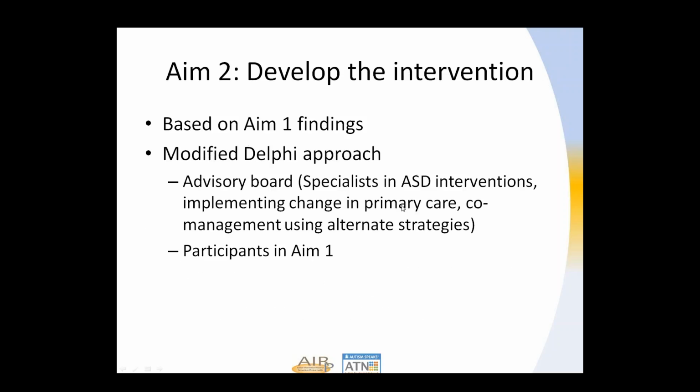So our aim two is to develop the intervention, and hopefully this aim will go rather quickly, but it's going to be based on Aim 1 findings using a modified Delphi approach with an advisory board that includes specialists in autism, as well as implementing change in primary care and in using alternative strategies around co-management. So we have specialists in areas outside of autism that will be helping us with this, and we're hoping to incorporate selective touchbacks with participants in Aim 1 to really round out the intervention.